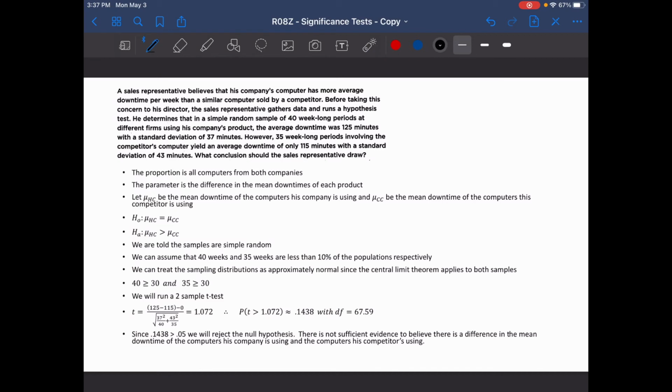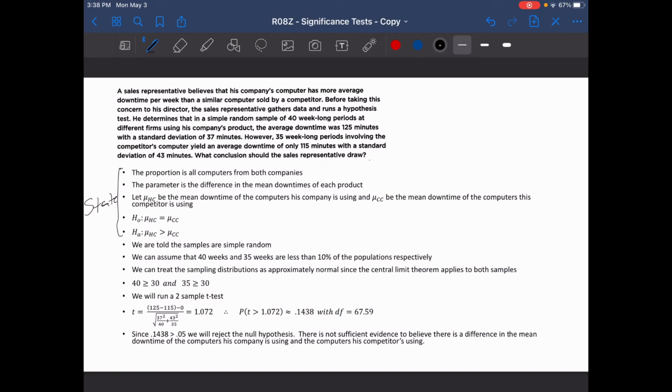What conclusion should the sales representative draw? So, again, state. This doesn't have to be done in this many lines, but you need to include the parameter, which is the difference in the mean downtimes of each product from all computers from both companies. We need to define what each mean is going to be.